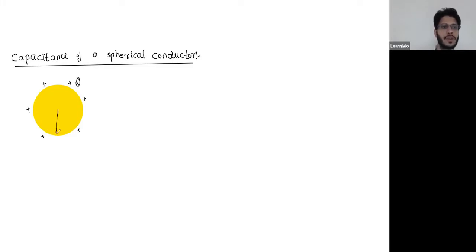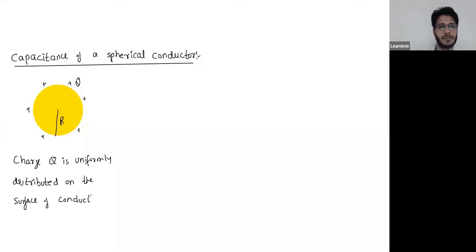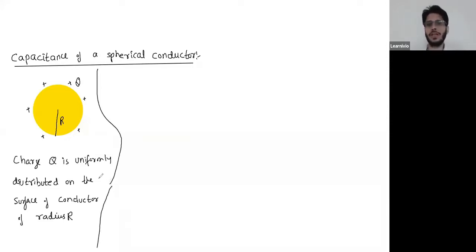The charge is Q. Radius of the conductor is capital R. So charge Q is uniformly distributed on the surface of a conductor of radius R. So charge Q is uniformly distributed on the surface of a conductor, the radius of the conductor is R. You're supposed to calculate the potential on the surface of the conductor.